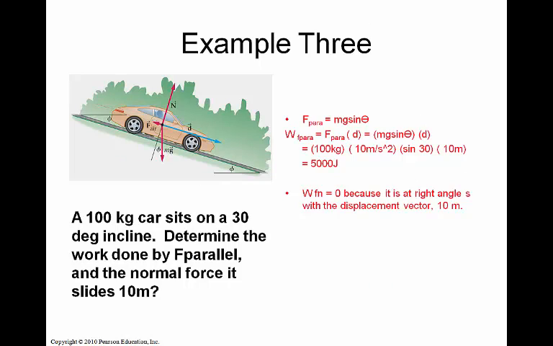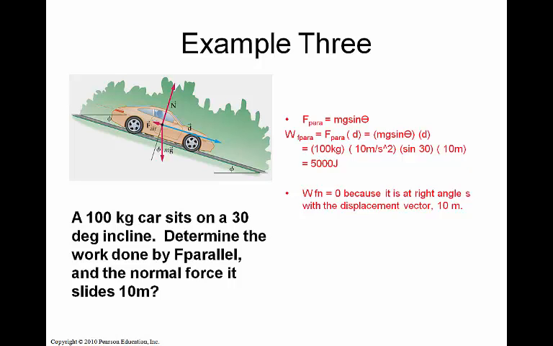Here's an example. A 100 kilogram car sits on a 30-degree incline. Determine the work done by F parallel and the normal force if it slides 10 meters. So remember that F parallel is mg sine theta, where theta is the angle of the incline. So the work done is going to be equal to F parallel times d. So plugging in, I get mg sine theta times d, 100 kilograms times 10 meters per second squared. We're using 10 instead of 9.8 just to make our calculations easy for example purposes, times the sine of 30 times 10. Make sure that your calculator is in degree mode, and you should get 5,000 joules.